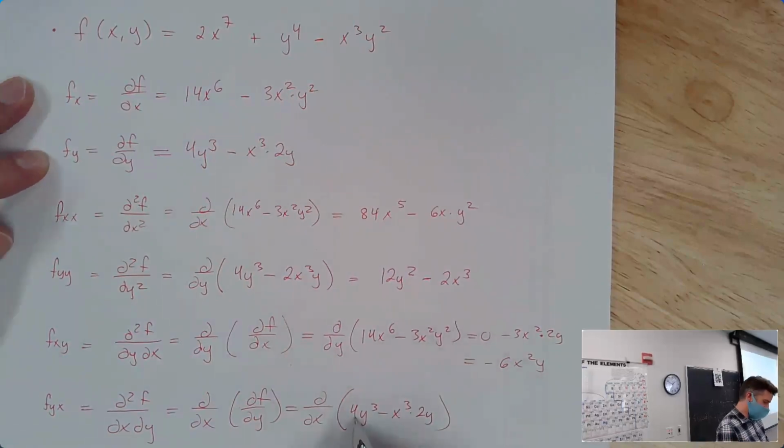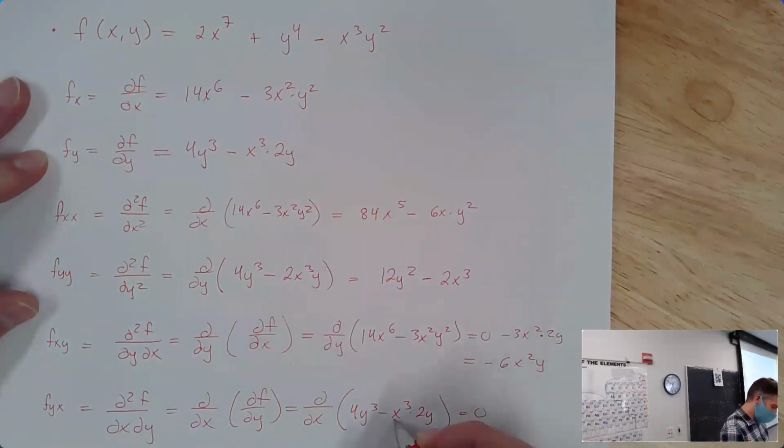Derivative of 4y cubed is 0. Derivative of negative x cubed is negative 3x squared times 2y. And oh yes, they are the same.